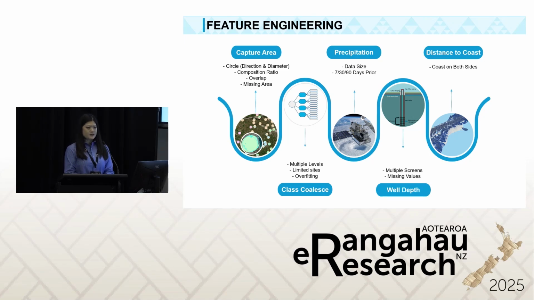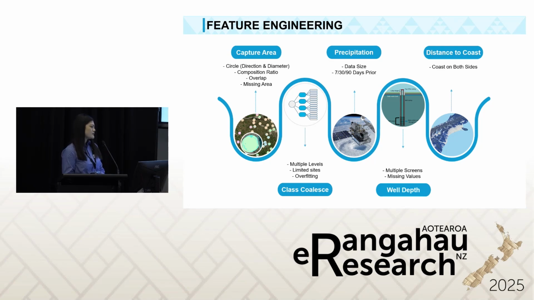So here are some key considerations I made in the feature engineering stage. We first need to define the capture area, which means the area of land that is going to have an impact on the groundwater quality at the measured sites. I decided to draw 2-kilometer diameter circles to the northwest direction of each well. The reason is that the northwest direction is the general upstream of the water flow in Canterbury, and at a distance of 2 kilometers, we can capture most of the nitrate from the land surface.